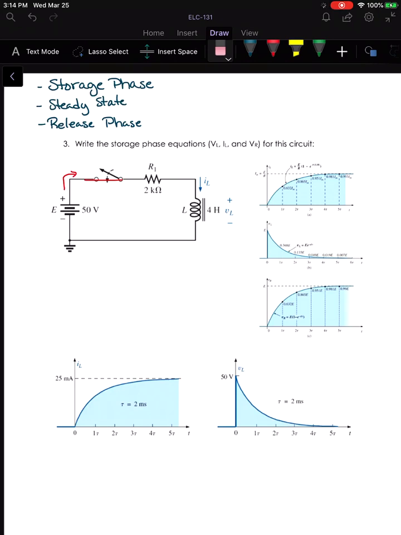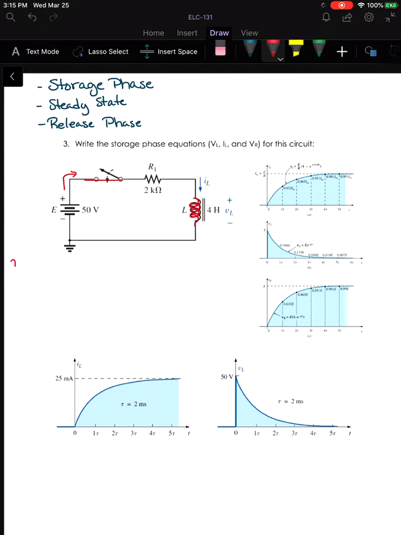So as it starts, that inductor pushes back against the current and tries to keep the current from being established. Now, eventually, as more and more current goes through the inductor, the magnetic field stops growing, and at that point, it stops pushing back against the source, and then all of the current is allowed to flow through the inductor.